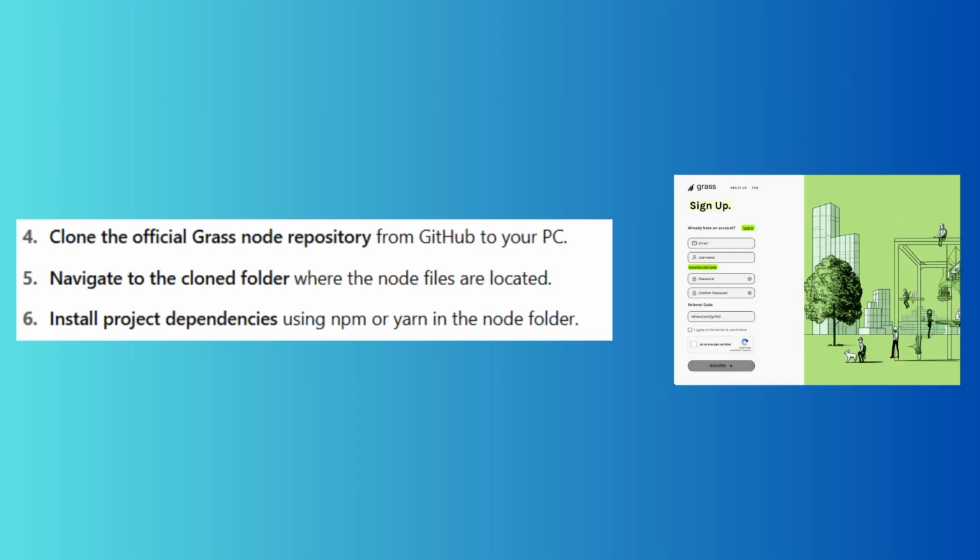Clone the official Grassnode repository from GitHub to your PC. Navigate to the clone folder where the node files are located. Next, install project dependencies using npm or yarn in the node folder.